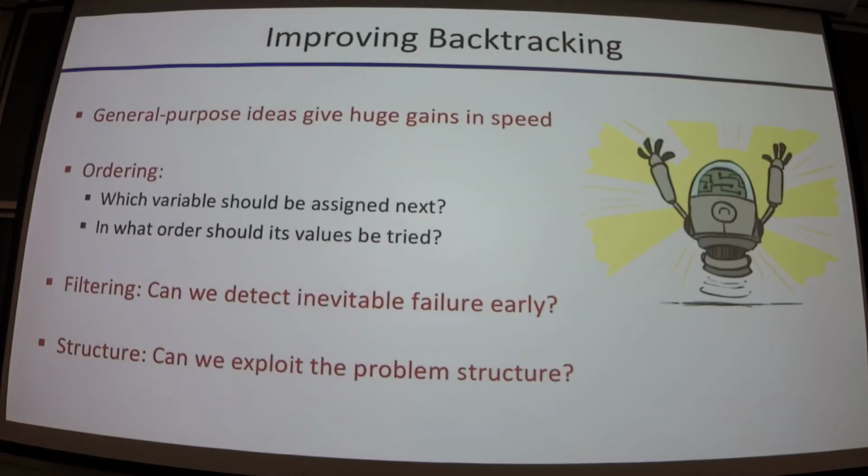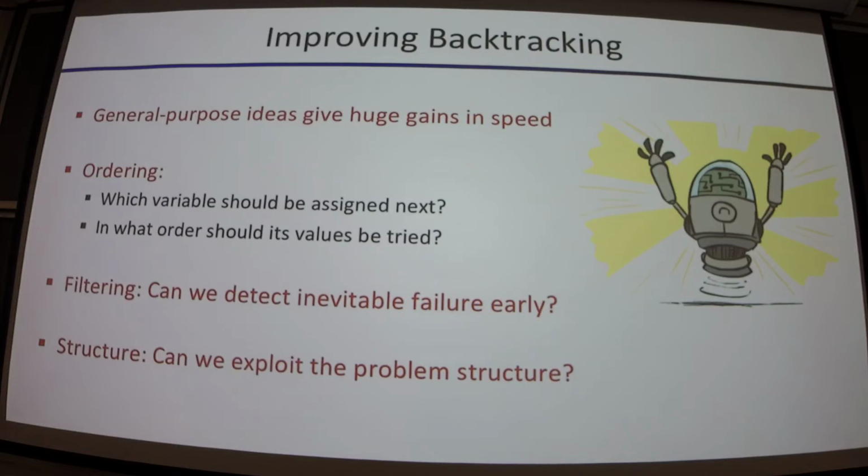So there's kind of three ideas in this concept that we're going to play with in backtracking that are going to give us huge gains in execution speed. The first, I've already mentioned, is ordering. Which variables should we assign next? In what order should its values be tried? We're going to play with these near the end of the lecture.